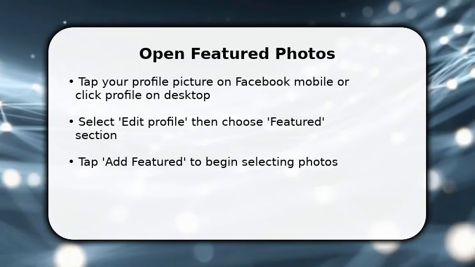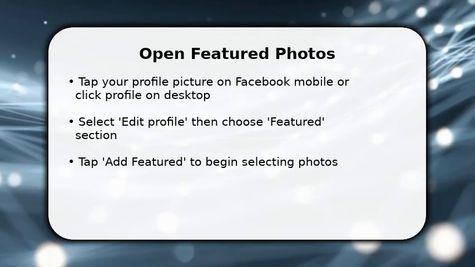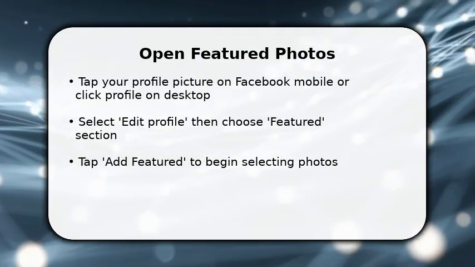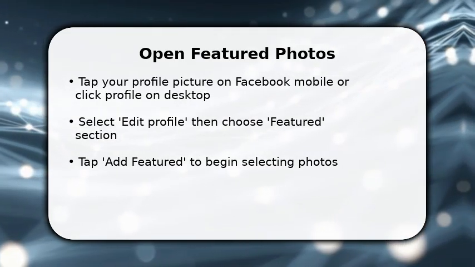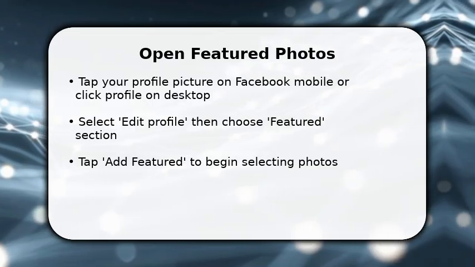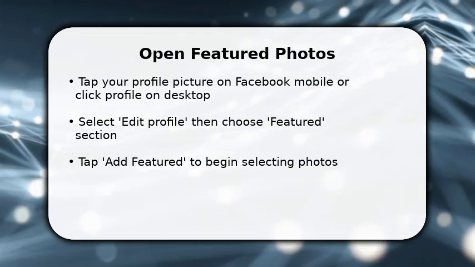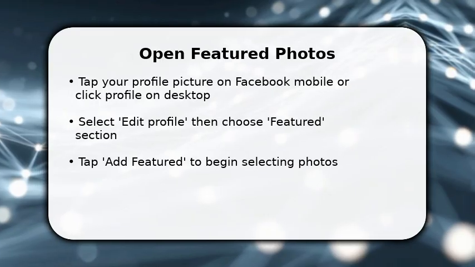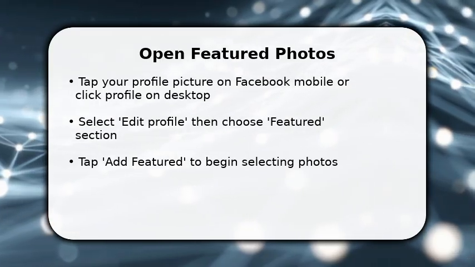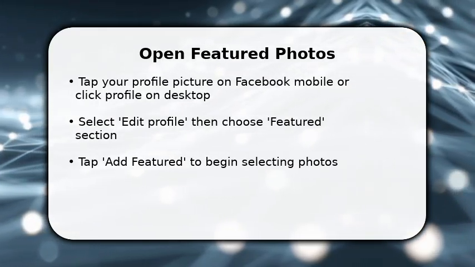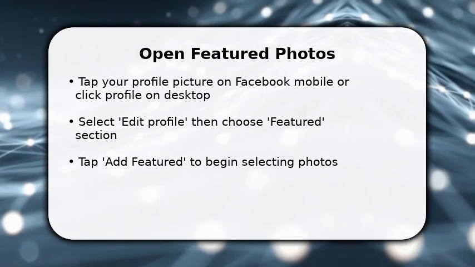You'll start by opening your profile and going straight to featured photos. This puts control in your hands. Once on the featured panel, tap Add Featured and pick the album or individual photos you want displayed. Make sure to choose high-resolution images. Facebook crops differently across devices, so your visuals stay sharp.